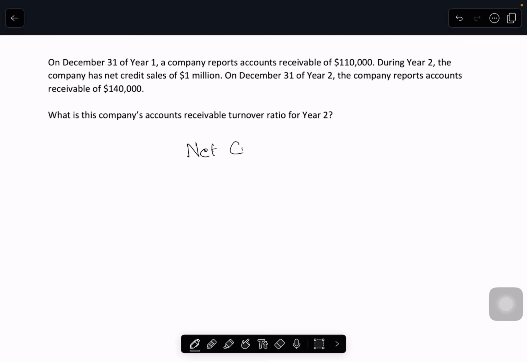Net credit sales by the average accounts receivable.